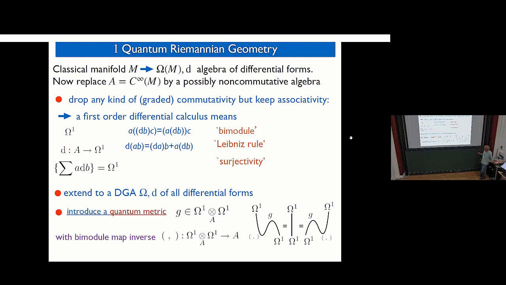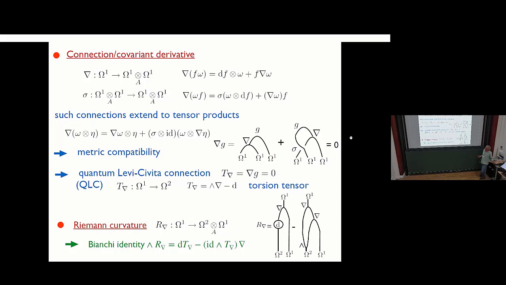If you had a basis for omega 1 over A, then this literally says that the matrix for this is inverse to the matrix for this. Okay. But typically omega 1 will be a projective module. Okay. Now a connection, so a left connection. Normally you think of a connection as a covariant derivative: given a vector field, you get a map, let's say, from omega 1 to omega 1.